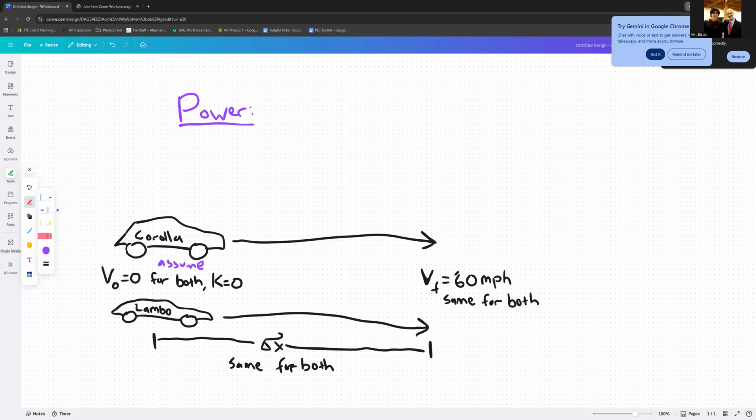Maybe they are, but we're going to assume the same mass for both. What that means is our kinetic energy equation, because kinetic energy is simply equal to 1/2 mv squared. By the time they both reach the end of the exit ramp, they have the same final kinetic energy.